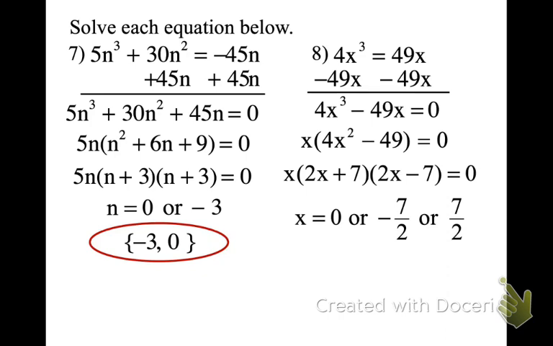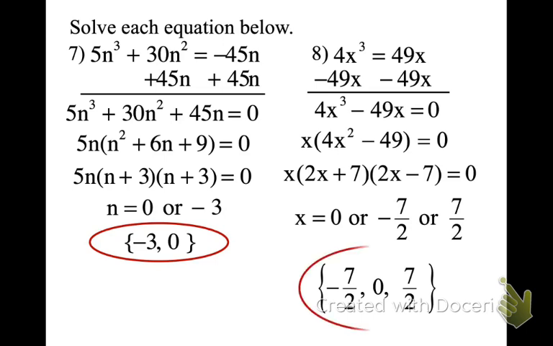And we end up equaling 0, negative 7 over 2. If you want to see that work, 2x plus 7 equals 0. Subtract 7. 2x equals negative 7. Divide by 2. X equals negative 7 over 2. I do want to see you guys do the math for those two.